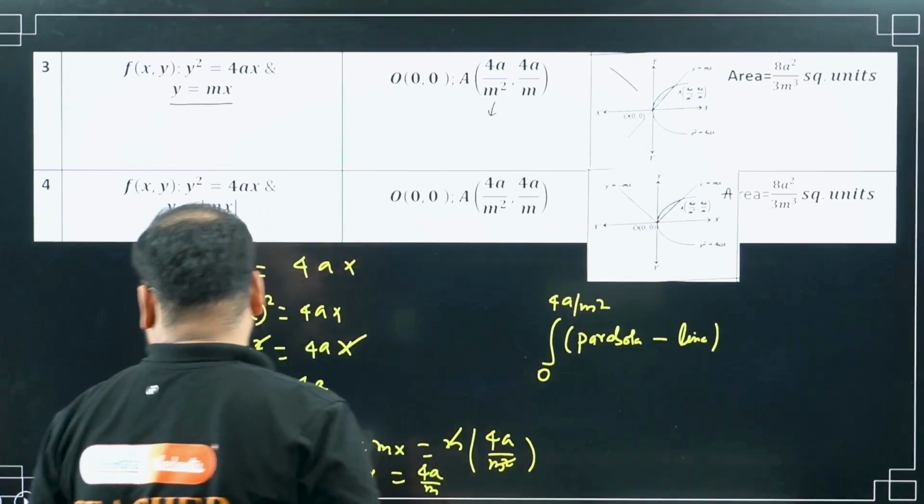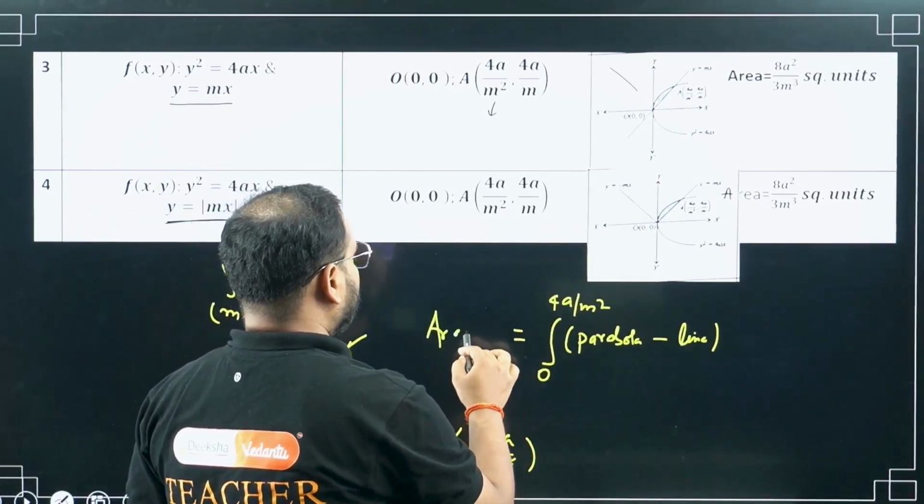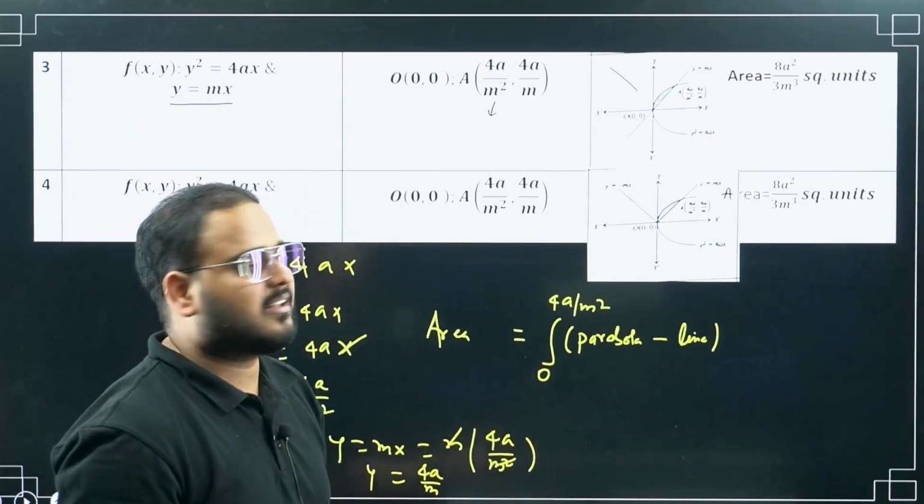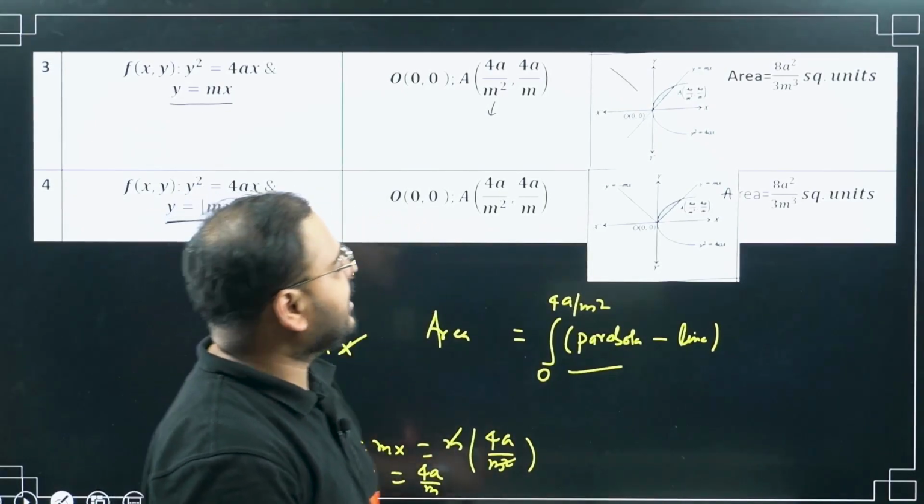This is my area under the curve. Please apply this and get the answer. 8a square upon 3m cube. How are you going to get it?